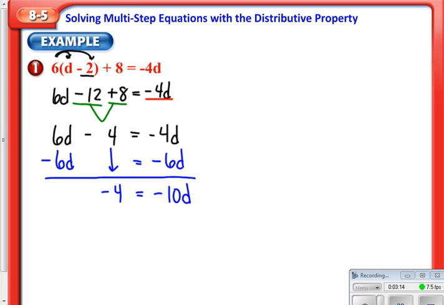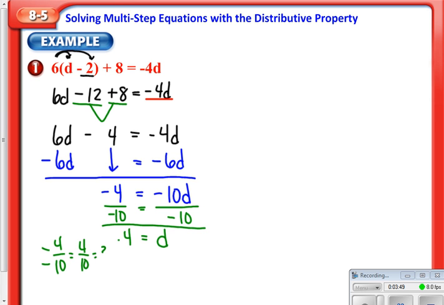Last step is to get the variable alone here. So I need to get d by itself. Therefore, I need to divide by negative 10. Divide by negative 10. And I get d equals negative 4 divided by negative 10 is a positive 0.4. Another way that you could write this is really negative 4 over negative 10. It is a fraction. 2 negatives would make a positive. Positive 4/10, which would reduce to 2/5. Either would be acceptable. You could have d equals 0.4, or you could say 2/5.